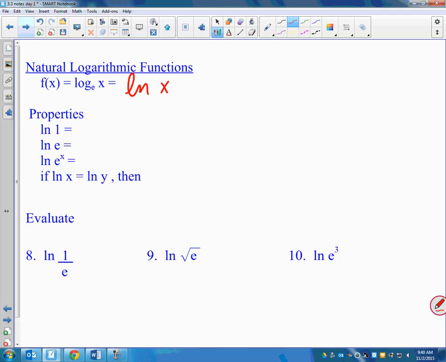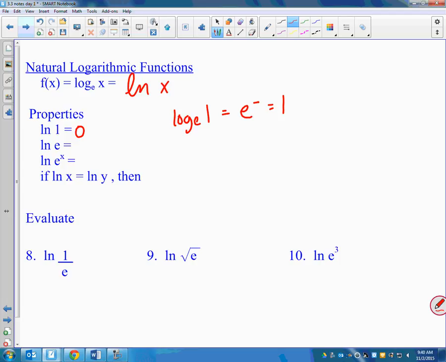ln is just log base e. So if we talk about ln of 1, that's like log base e of 1, which is like saying e to the what equals 1. And again, whether it's ln or log base a, what exponent's going to go there?